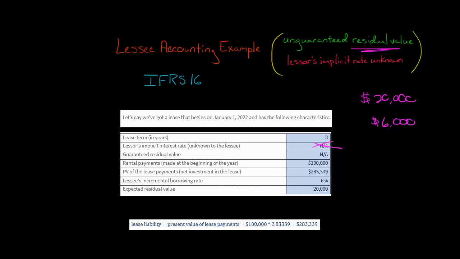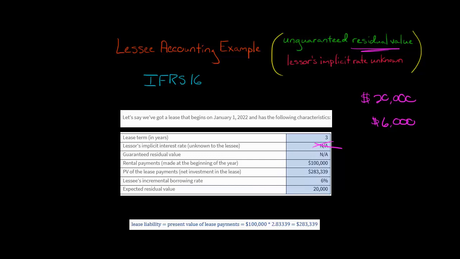Okay, what is the incremental borrowing rate? That's just a rate that's saying, look, if the lessee were to go out and borrow money to try and buy this asset, they would get an interest rate of 6%. Okay, so 6% is what we're going to use for all our discounting.